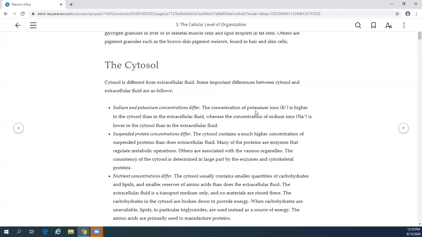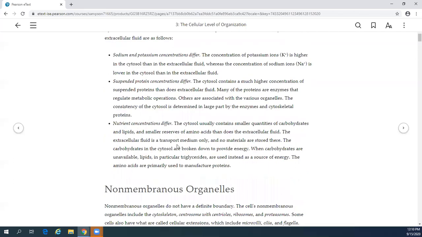Anyway, so potassium just likes to be on the inside. Sodium likes to be on the outside. Suspended protein concentrations differ, which makes sense. We have different proteins to do different jobs on the inside and the outside, and nutrient concentrations differ. The cytosol usually contains smaller quantities of carbohydrates, lipids, and smaller levels of amino acids than does the extracellular fluid. And all that means is, it makes sense though, because we don't do any functions outside of the cells. All the chemical reactions occur inside the cells, and the only thing the fluid does is act as a transport medium.